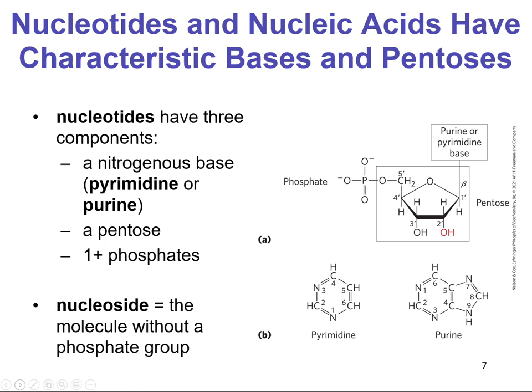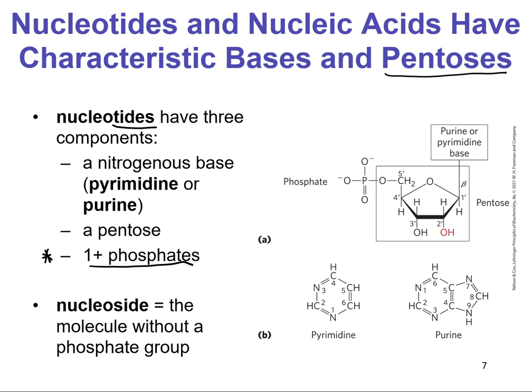Nucleotides and nucleic acids have characteristic bases and pentoses. Throwback to Chapter 7. So all of this builds, all the vocabulary when we're talking about sugars, some of that's going to apply to our conversation about nucleic acids and nucleotides. So nucleotides have three components. There's the nitrogenous base, there's the pentose, so the sugar, and then you have at least one phosphate. So a nucleotide has phosphates.